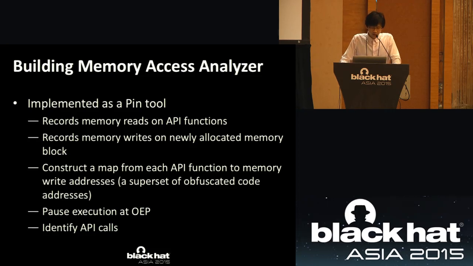So I implemented the memory access analyzer as an Intel Pin tool. It records memory reads on API functions and records memory writes on newly allocated memory blocks. And it constructs a map from each API function to memory write addresses, which is a superset of obfuscated code addresses. And the tool pauses at OEP, the original entry point. It is not the exact OEP, it's near OEP. And finally, it identifies API icons.